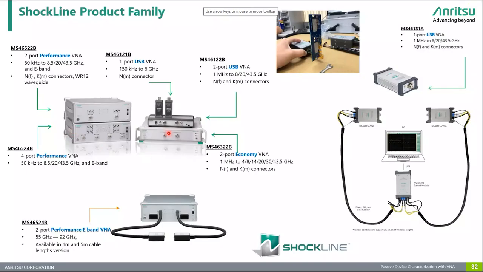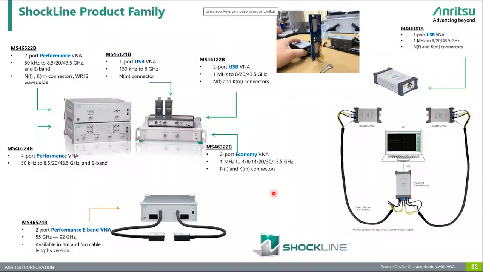We have MS46121B and compact one-port USB VNAs. These are perfect for cost-effective and portable testing with frequency coverage up to 43.5 GHz. Their small form factor makes them ideal for field use or integration into test systems.